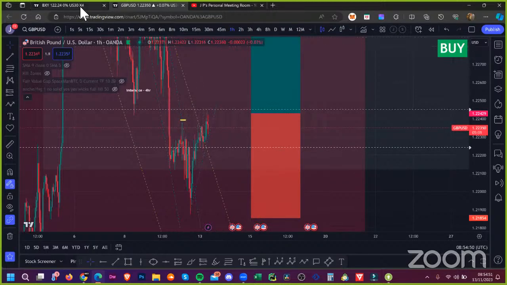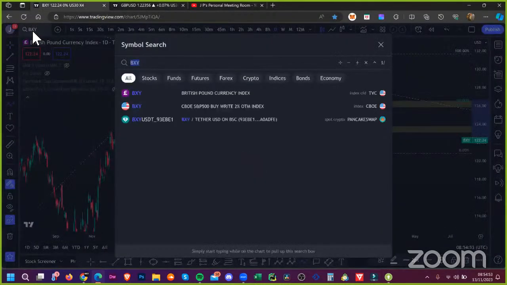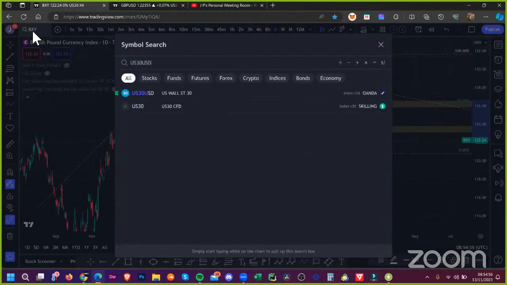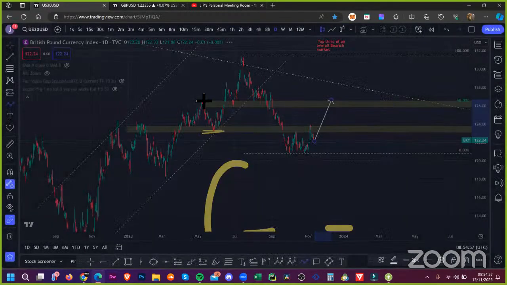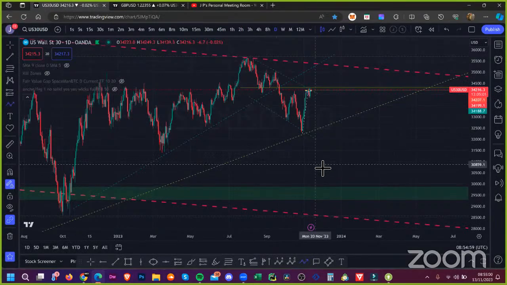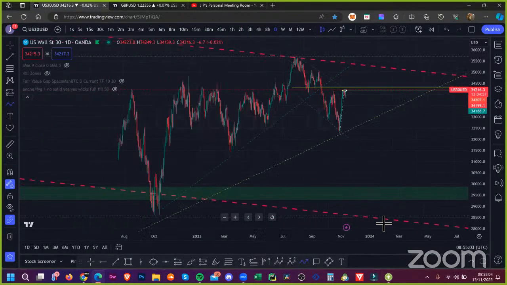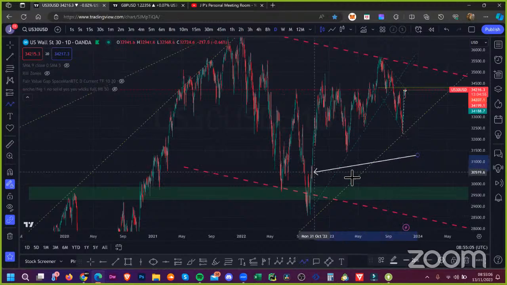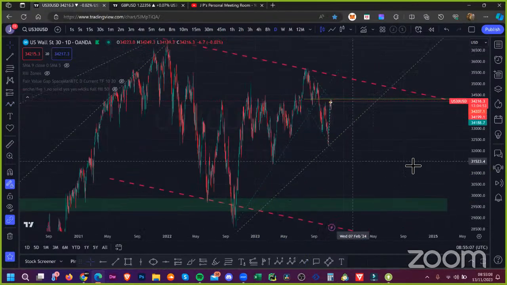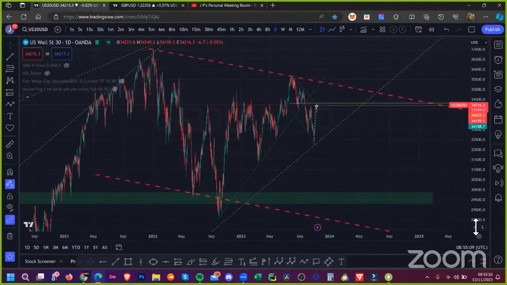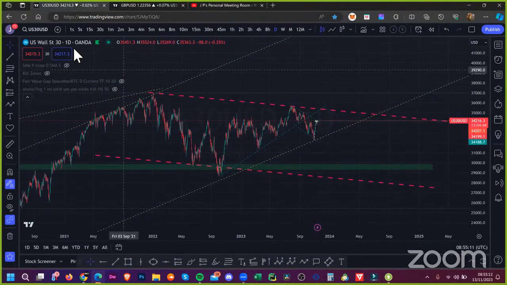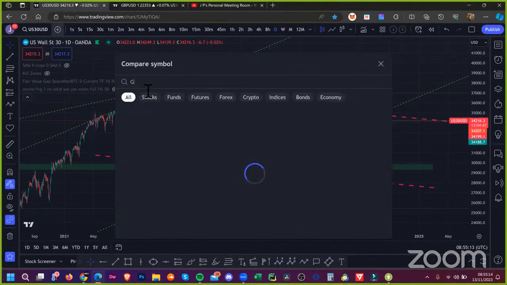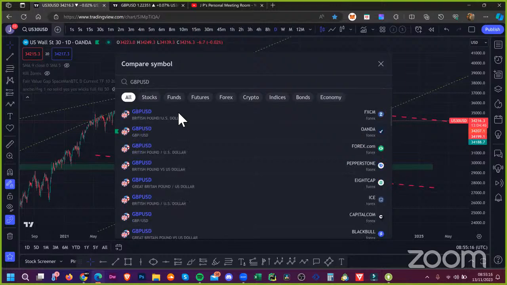Okay, let's go over in here and let's look at US 30. It more than likely could be doing something similar, or it may have already done it. In my opinion, US 30's already kind of done it because they are cousins. They do share some energy. GU to US 30, should we check that? We can put plus, put GBPUSD, slap it on top.